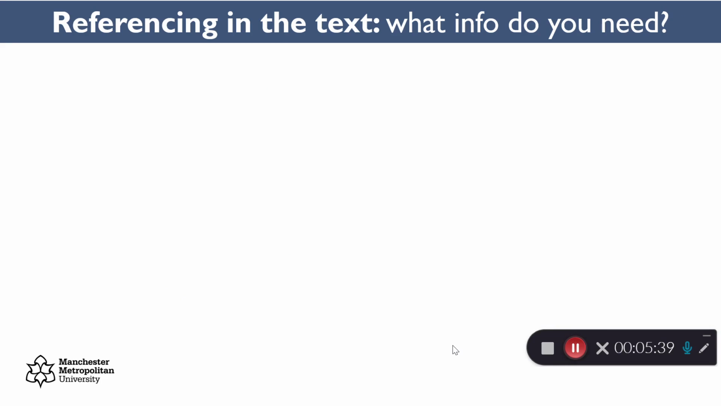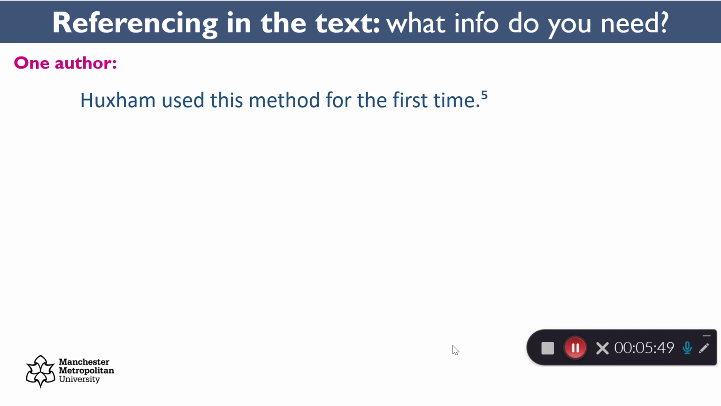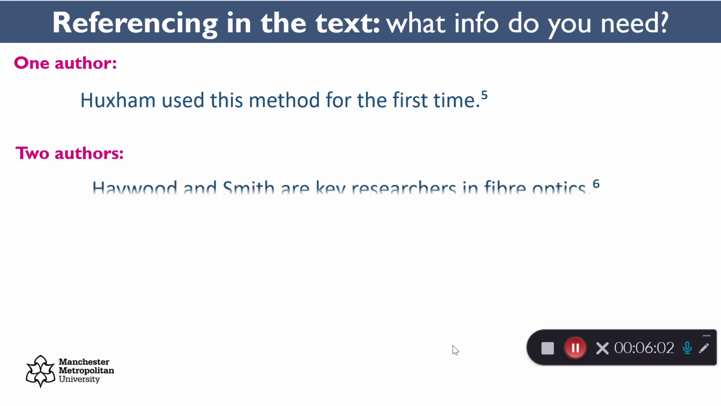Now we need to think about referencing in the text. If you're citing a piece of work written by one author, you put the superscript number at the end of the sentence or phrase relating to a particular idea. You don't put it at the end of the paragraph. Similarly, with two authors, you would list the authors, as in the example on the screen, Haywood and Smith, and then you would put the superscript number at the end of the sentence.